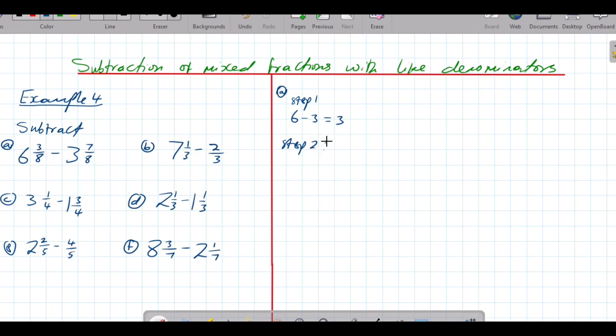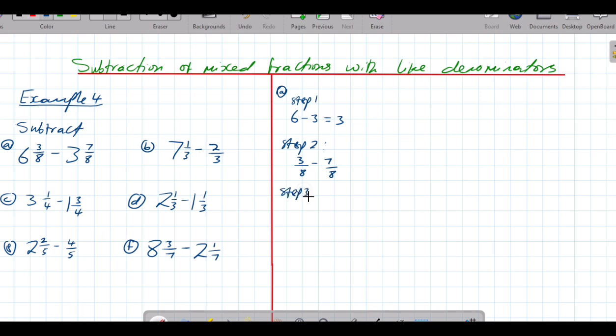Now, step 2. For step 2, all we need to do is subtract the fractions given to us, that is 3 over 8 minus 7 over 8. In this case, we are going to have a negative value. So when subtracting mixed numbers such that the right fraction cannot be subtracted from the left fraction, all we need to do is rename the fraction. And how can we rename the fraction?